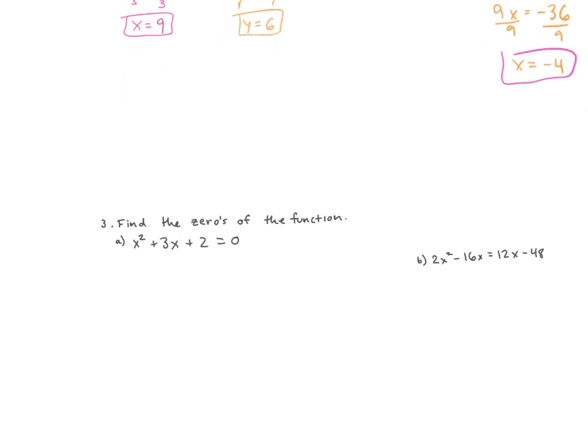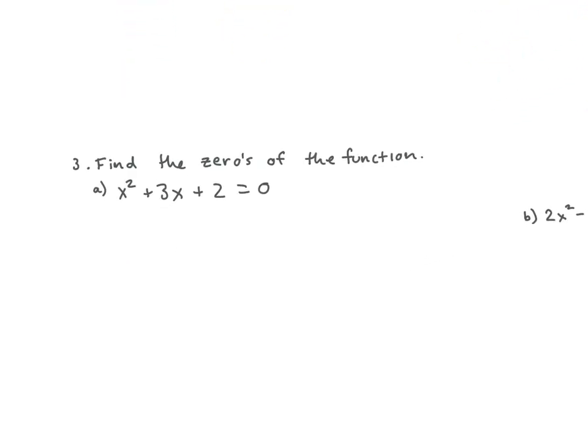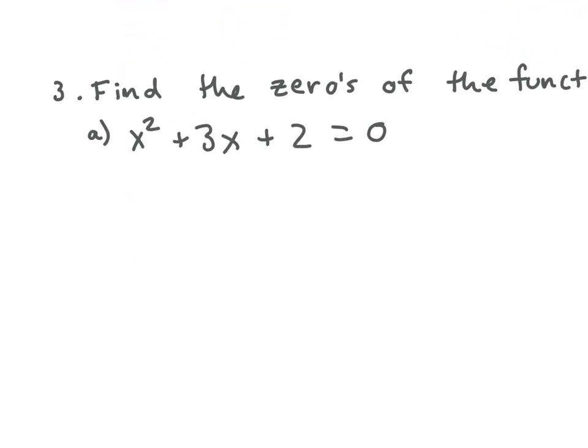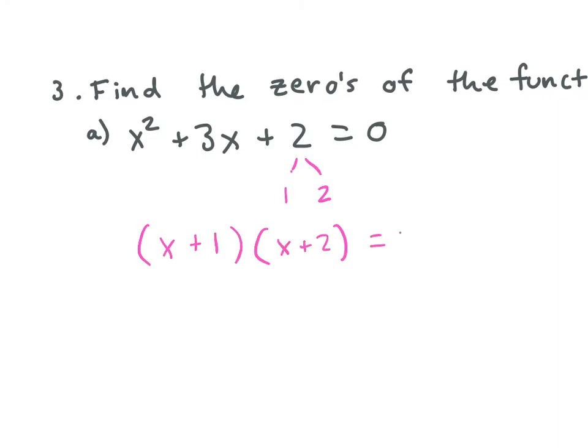All right, let's look at number 3. We need to find the zeros of the function. So pretty much we're just factoring. We need 2 factors of 2 that add and give us 3. So what would our 2 factors be? 1 and 2. So we put those into our parentheses. So we have x plus 1 and x plus 2 is equal to 0. Once we have them in our parentheses, we can break both of our parentheses up into 2 equations. So x plus 1 is equal to 0, and x plus 2 is equal to 0.